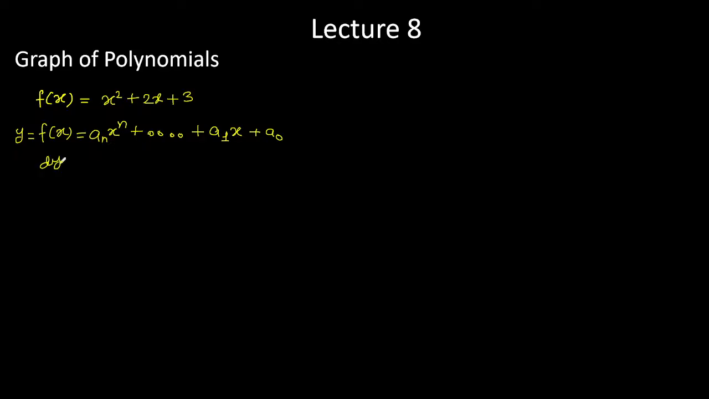dy/dx, इसको डिफ्रेंशिएट करेंगे और बराबर जीरो रखेंगे। तो यहाँ से हमें x की कुछ वैल्यू मिलेंगी, मे बी x1, x2, x3, dot dot dot. First step is this: differentiate.